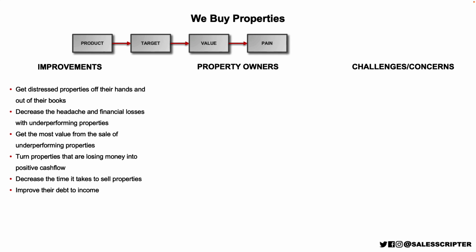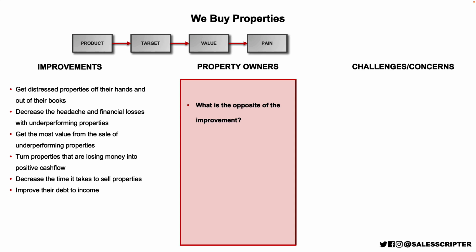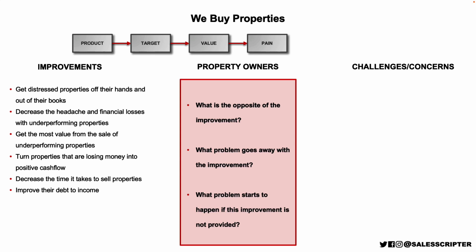Now, as we do this, we want to keep in mind the target audience, because we might create pain points that are very specific to the audience that we're communicating with. And so as we look at each improvement one at a time, we can ask ourselves, what is the opposite of that improvement? What problem goes away when we create that improvement? Or what problem starts to happen if this improvement is not provided or is taken away? And so we look at each of these one by one, and then we can come up with a list of pain points for each improvement.